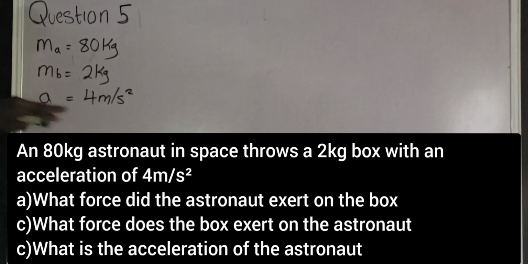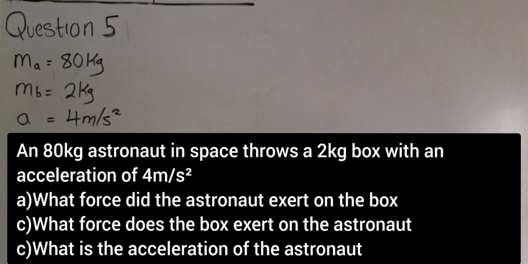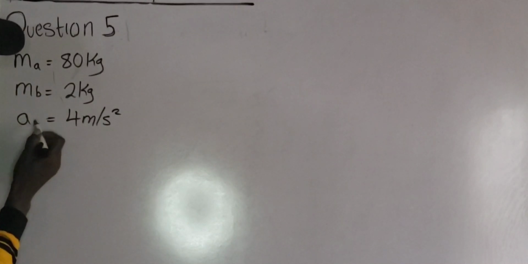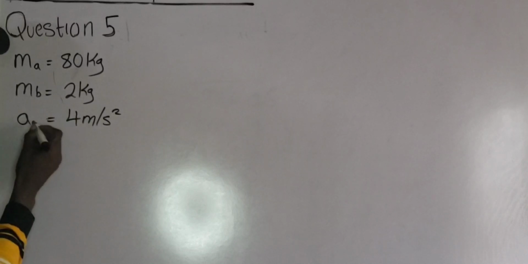Is this the acceleration of the astronaut or the acceleration of the box? Of course, this acceleration is the acceleration of the box. Do you understand? From the question, we are made to know that the astronaut throws the 2 kilogram box with an acceleration of 4 meters per second squared. So this acceleration belongs to the box. So I represent it as what? Acceleration AB. That is the acceleration of the box.